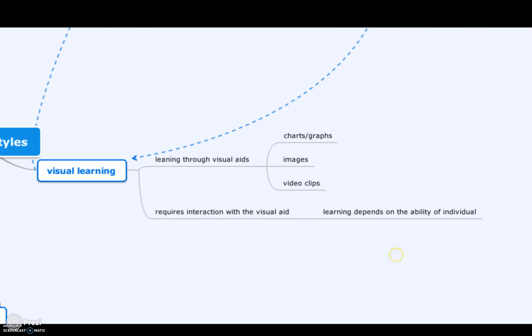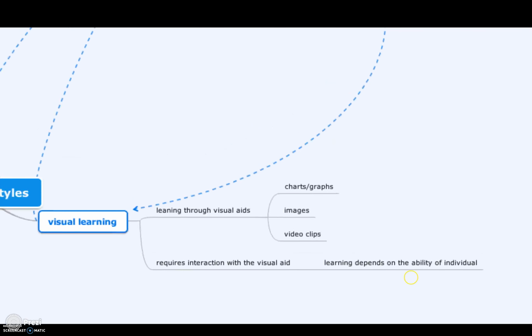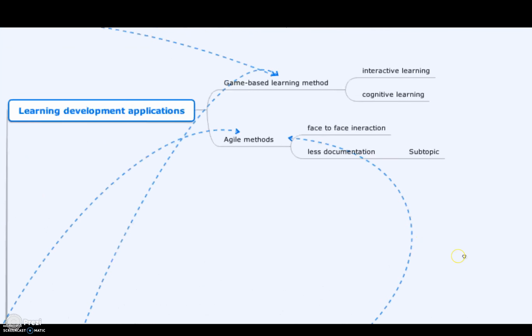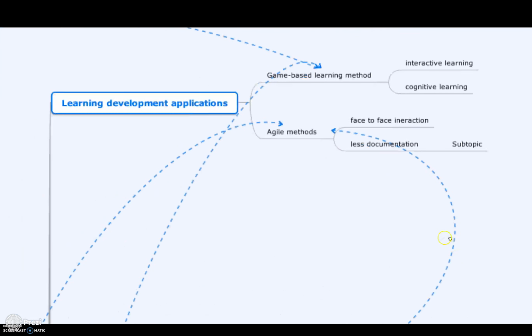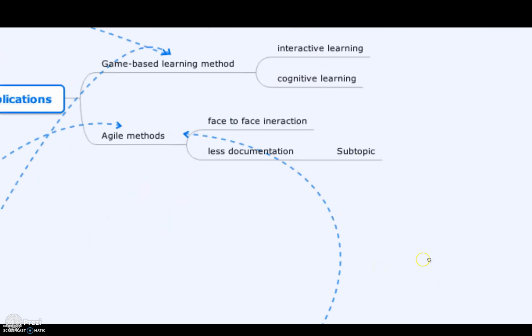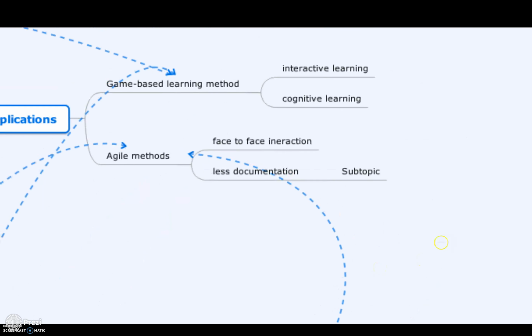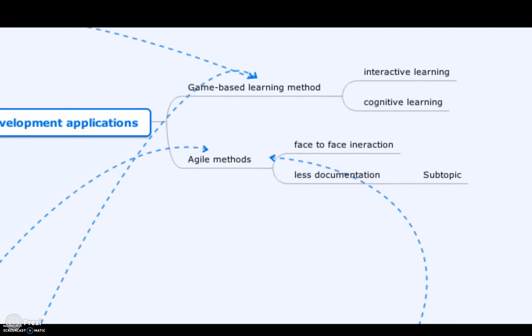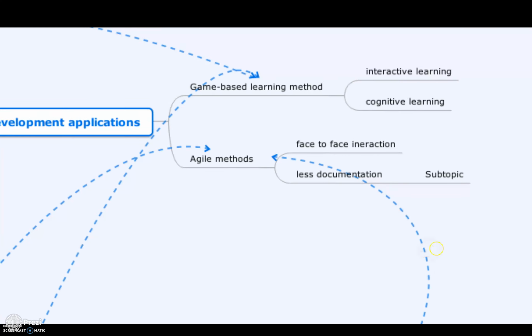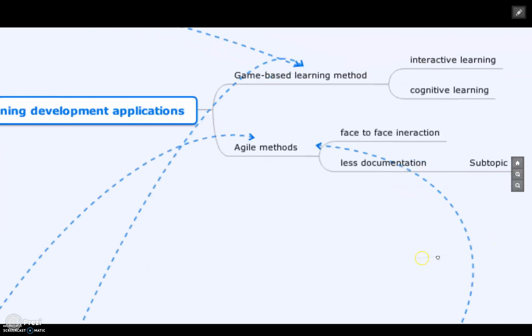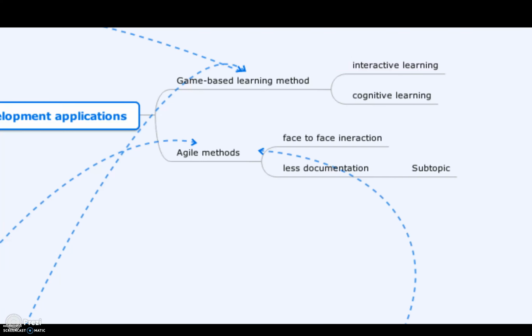Let's jump to the learning methodologies. Starting with game-based learning, it's an iterative and cognitive methodology, which gets the learner to play some games and learn from it. It falls under the category of active experimentation and visual learning. The second methodology is agile methodology, which develops the software in a very short time. It goes with face-to-face communication to get the requirements and information, and very little documentation.